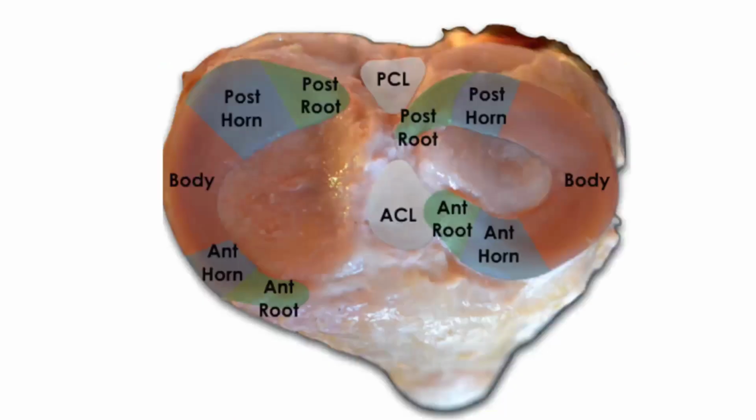Now, if you look at the knee from above, you should have an idea about the position, the insertions of each of the ligaments, and what structures exist in between the joint.